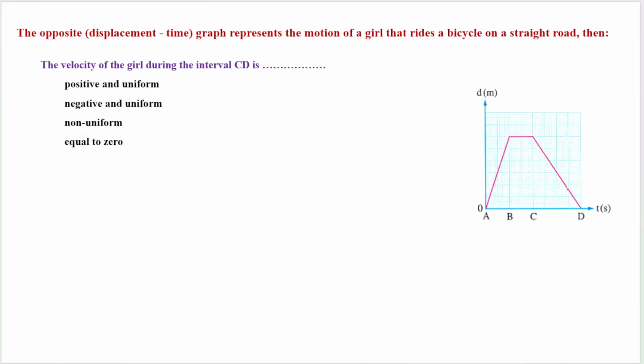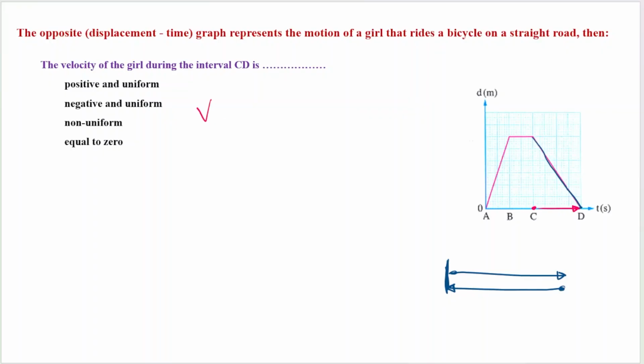We have another question: the velocity of the girl during the interval CD. This is C and this is D. So can you see? The displacement is decreasing. This means that this girl was moving in a certain direction, then she is returning back. And she returned back to the initial position, so the total displacement is 0.